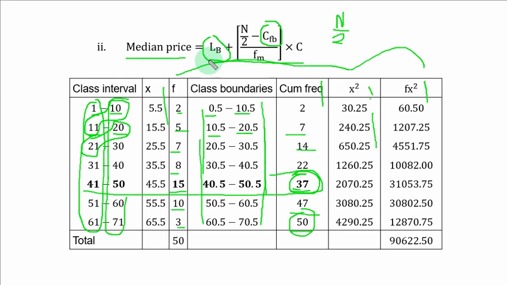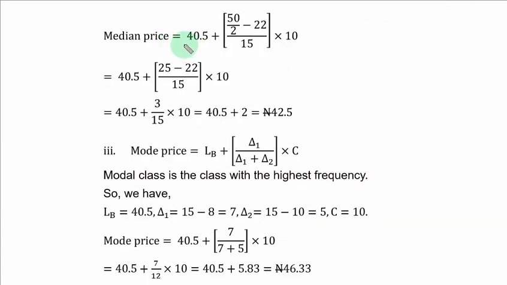In this place, lower class boundary for the median class is 40.5. Frequency of the median class is 15. Cumulative frequency before the median class is 22. Class size is 10. With this, we can get the median price. I have already explained all the values in the median formula. Next thing is to insert them respectively.